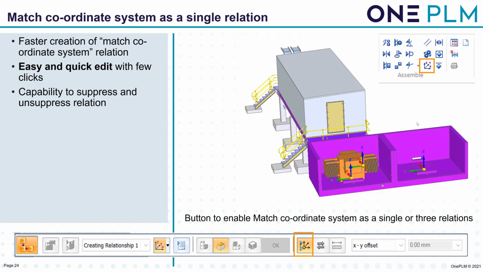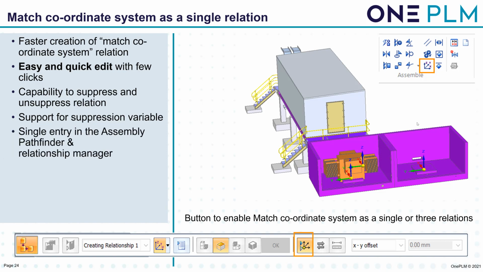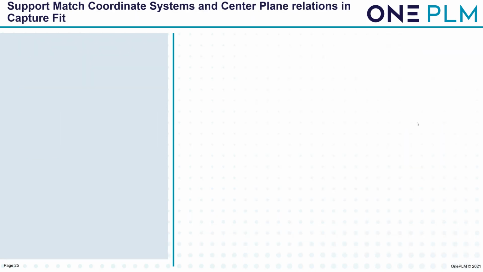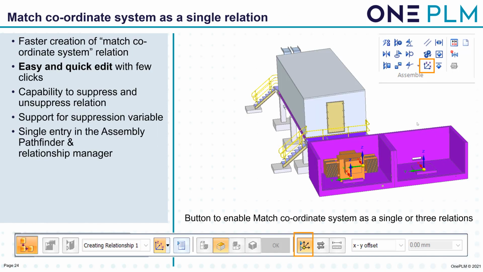Capability to suppress and unsuppress this as a single relationship. It now has support for a suppression variable. It's a single entry in Pathfinder and relationship manager itself. So just kind of made that a little bit quicker, a little bit easier, and a bit more control on there.